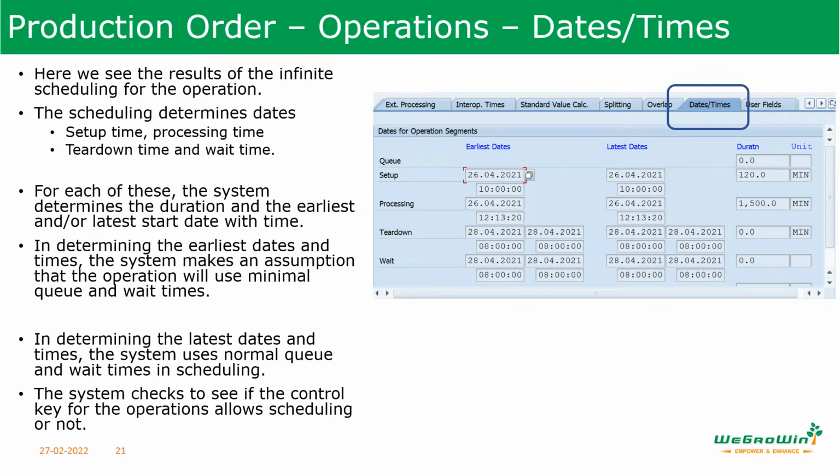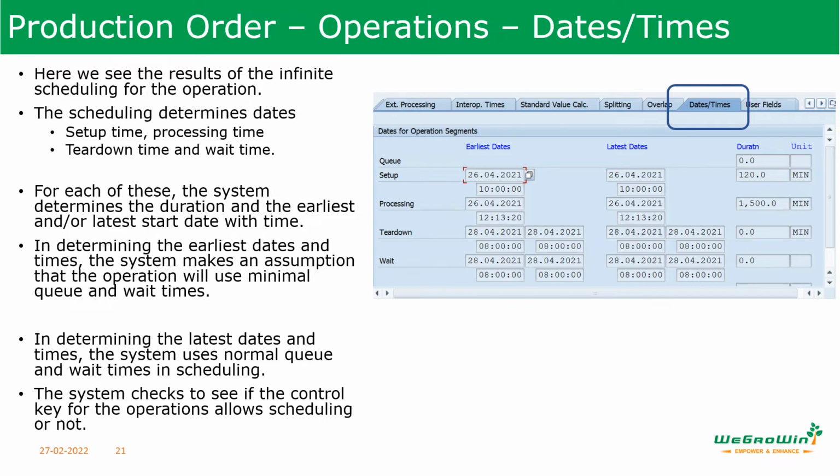The next tab is the dates and quantities tab, where we can see the results of the infinite scheduling for the operations. The scheduling determines the operation segments such as setup time, processing time, teardown time, waiting time, etc. When the system is working on the schedule, it will calculate the durations. Also, it will assume there will be some minimum queue times or wait times.